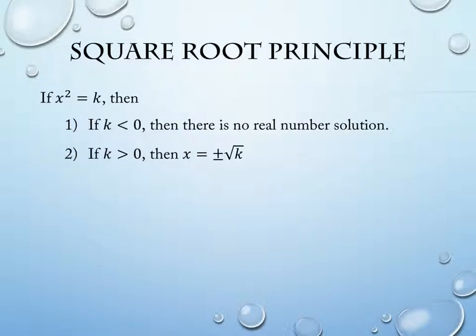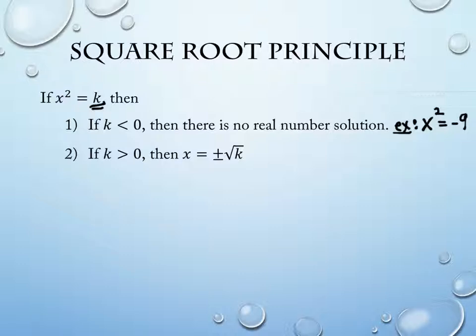So what we're using is called the square root principle. So if we have a problem where it says x squared equals a number, and that number here I've used is k, if the k value is negative, there's no real number solution. So that would look something like if you had x squared equals negative 9. There's no one real number that when multiplied by itself is negative 9. Because a positive times a positive is positive, a negative times a negative is a positive. I can't get a negative 9. It's not possible.